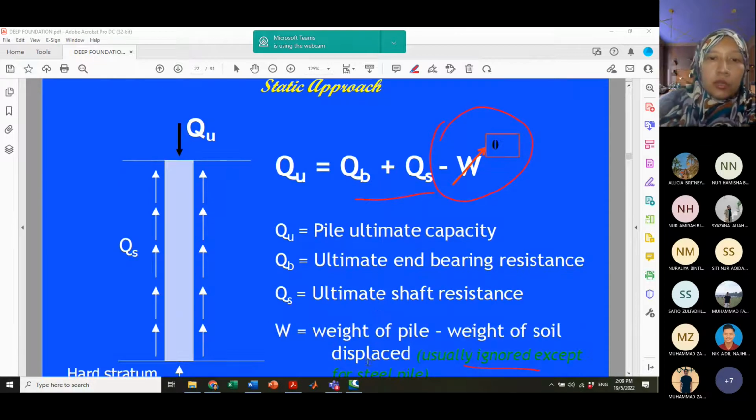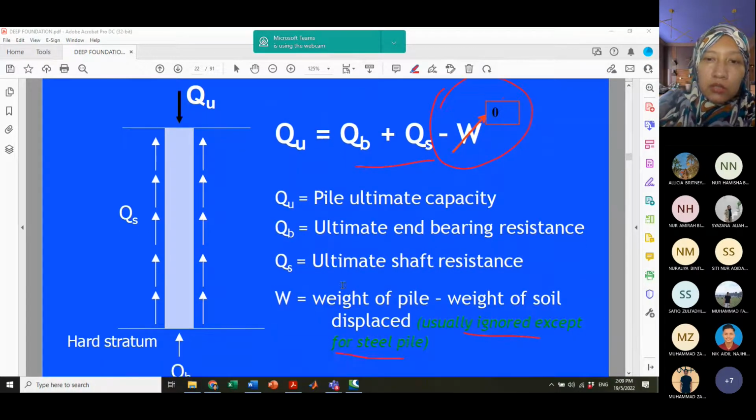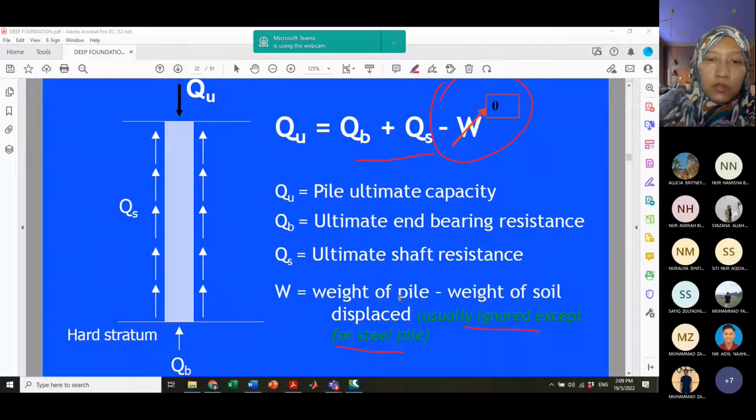Okay, from the static approach, in order to calculate the ultimate bearing capacity of a single pile, QU equals QB plus QS, and also we have a W, but this time the W can be neglected. What is the W? W is the weight of pile minus the weight of soil displaced. But if you are using a steel pile, then the W needs to be counted in the analysis.